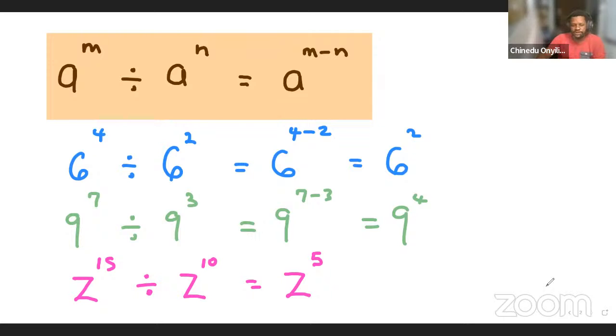Now, let's look at the third law of indices. The third law of indices could be, if you have a to the power of m, and this is raised to another power n. So if you need to simplify this, you take one of the base, and then you multiply the powers, m times n. I like to say this is the third rule of indices, okay?